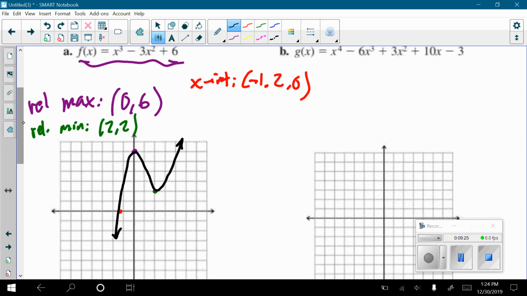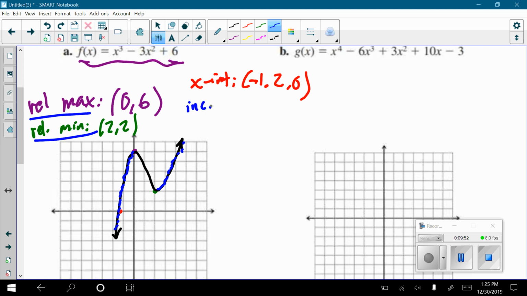Increasing and decreasing. There's no way to ask your calculator where the function's increasing or decreasing. That's because once you know the relative maxes and mins, you need to be able to figure it out. So if you look at where this graph's going up, it's going up here. And here. You'll notice those turning points, those mins and maxes, help define where it's increasing and decreasing.